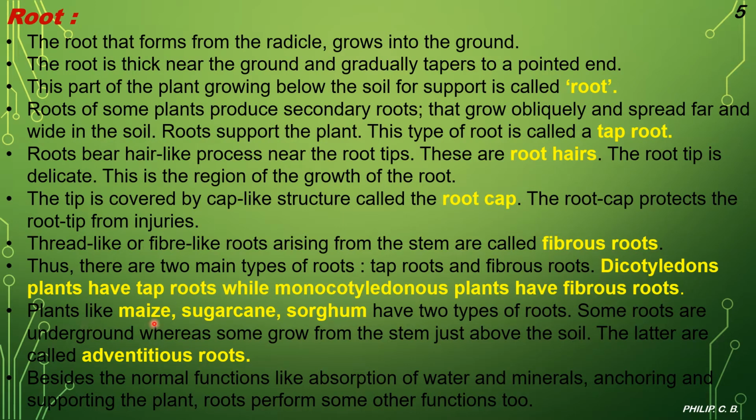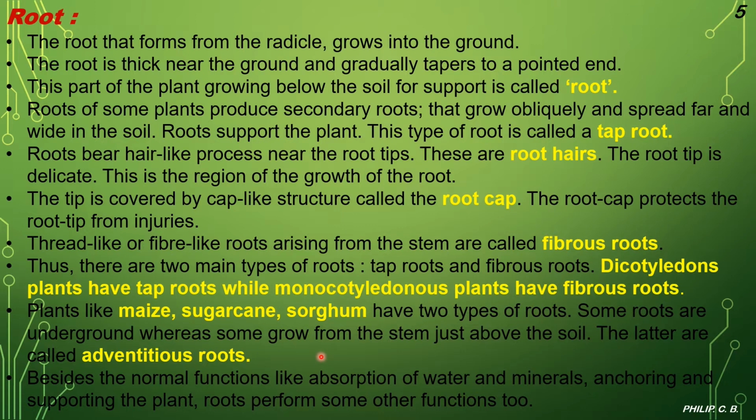Plants like maize, sugarcane, sorghum have two types of roots. Some roots are underground, whereas some grow from the stem just above the soil. The latter are called adventitious roots. Now, just as I mentioned, fibrous roots don't go deep into the soil. They are just on the surface and slightly below the surface. So their roots are slightly weaker. So in order to give more support, there is an additional type of root present, that is adventitious roots.